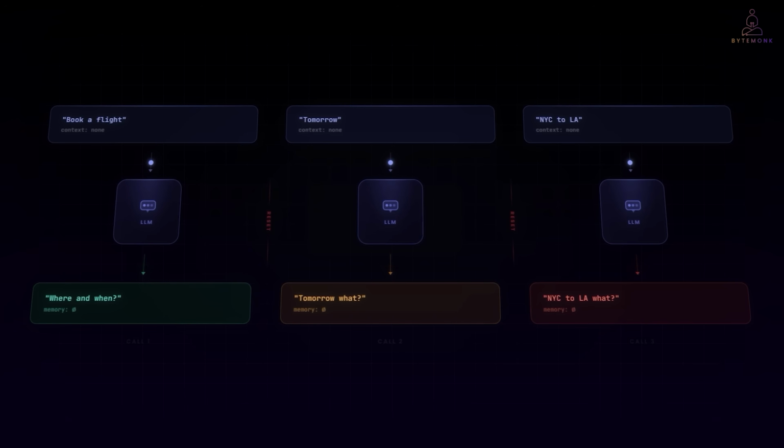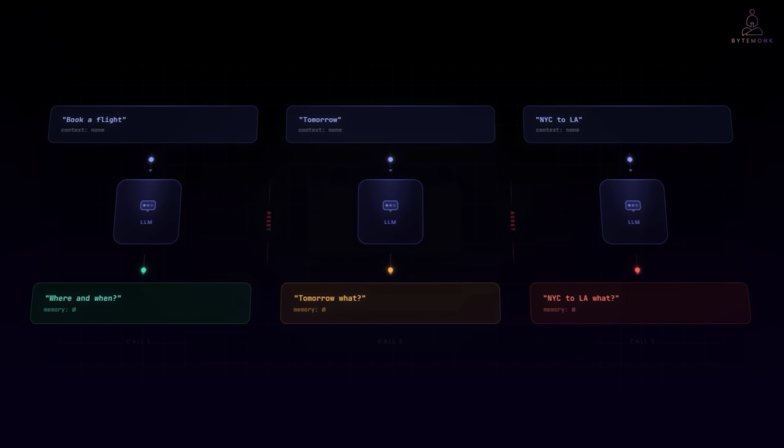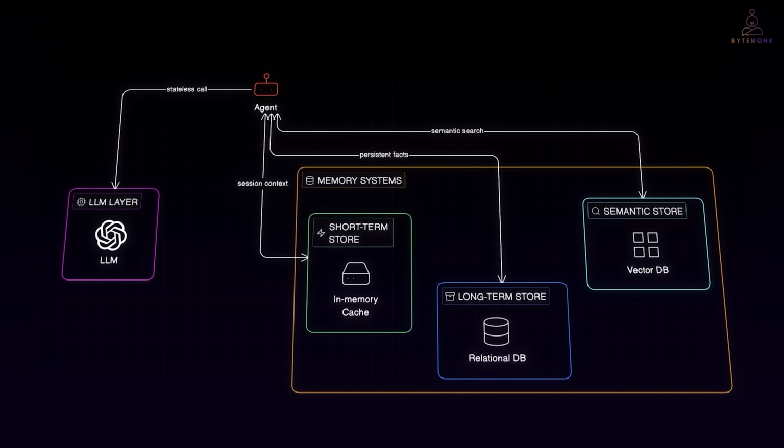And this is by design, by the way. LLMs are stateless. It makes them predictable and scalable. The problem isn't the LLM. The problem is what we do about it. Or don't do. Most developers solve this by adding a memory layer. And the way they do it looks roughly like this.